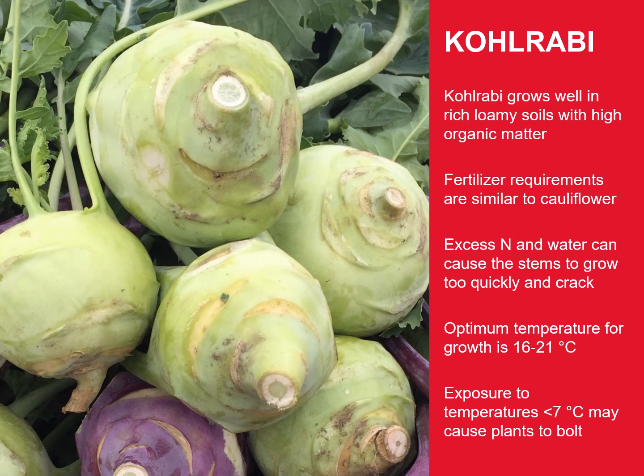So here's just a photo of some freshly harvested kohlrabi. It grows well in rich loamy soils with high organic matter content. Fertilizer requirements are similar to those of cauliflower. Excess nitrogen and water can cause the stems to grow quite quickly and to crack, which is a problem which is found with quite a lot of different brassica varieties.